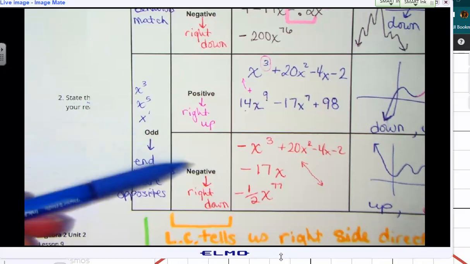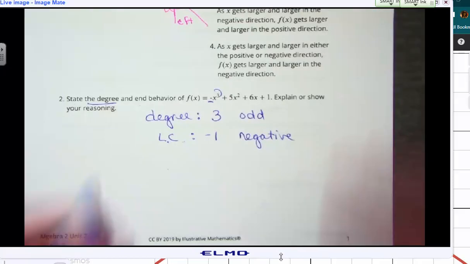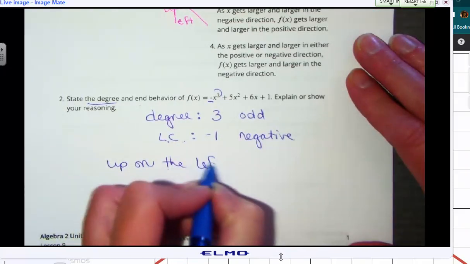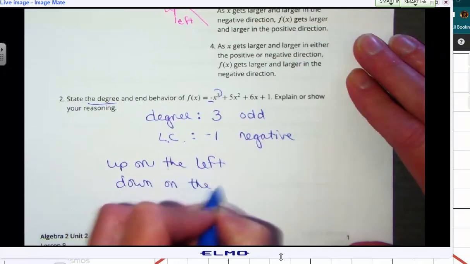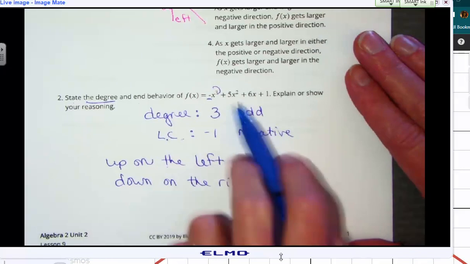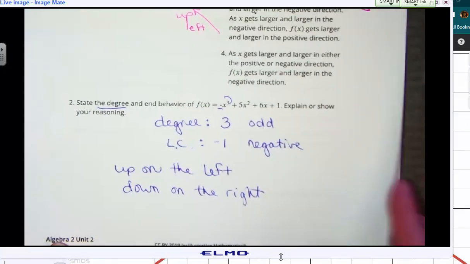Let's go check out this. Odd degree, negative leading coefficient. My end behavior is up and down. So it's going to be up on the left, down on the right. And we could go to Desmos, we could graph that, and we could make sure that we're right. Alrighty, keep on giving this a try.